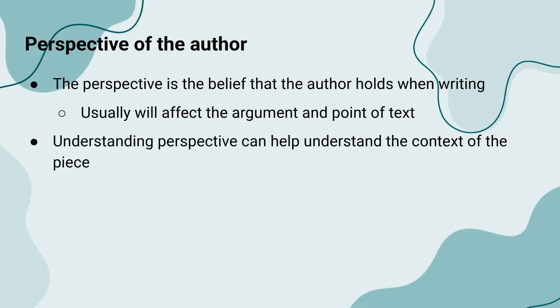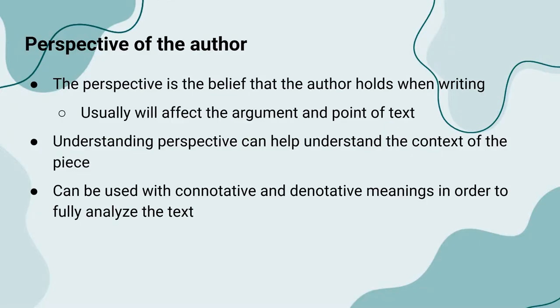Why did Thomas Jefferson write the Declaration of Independence? Well, they wrote it because their perspective was that they had to be freed from Britain. Necessarily, the fact could be on the other side that they didn't need to be freed from Britain, but that's the perspective, and that's why understanding perspective is so important. Understanding perspective is one of the most important key ideas on the AP exam. It's rather simple. I feel like many people can do it automatically. However, it's a very good skill to learn. It can be used with connotative and denotative meanings in order to fully analyze the text.